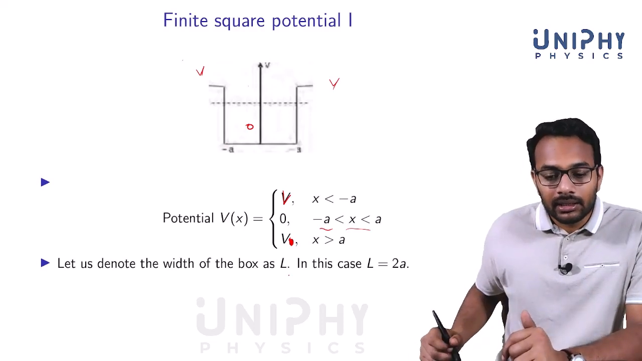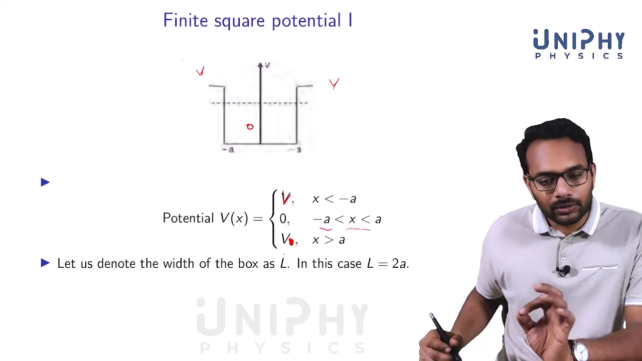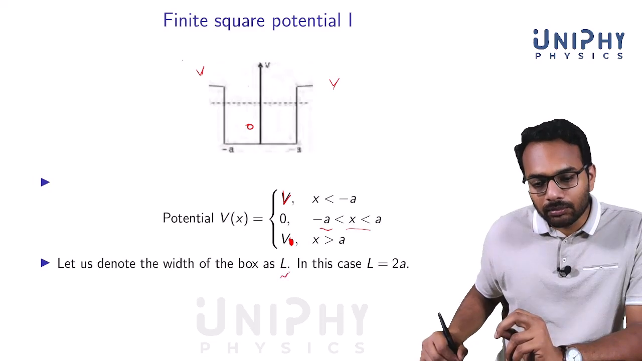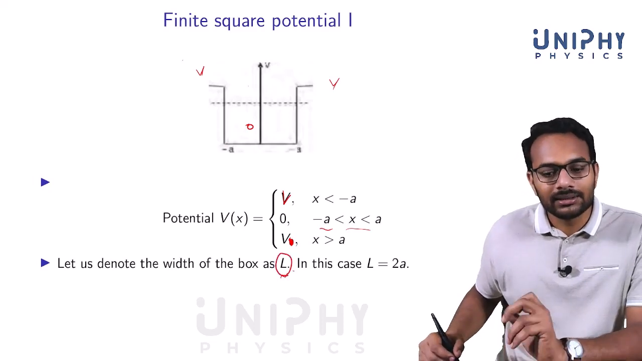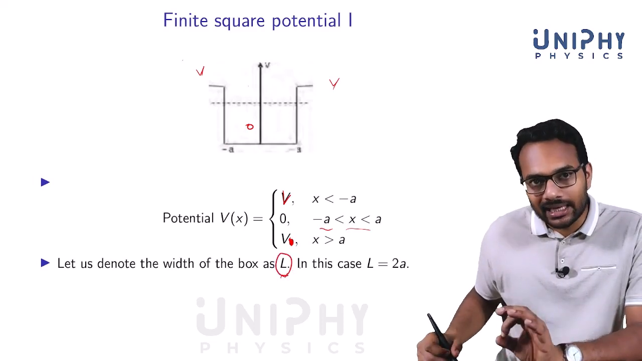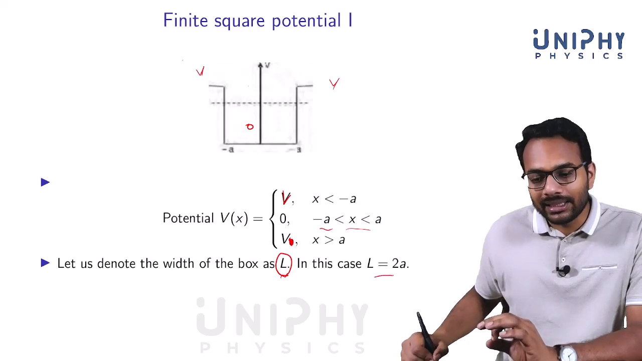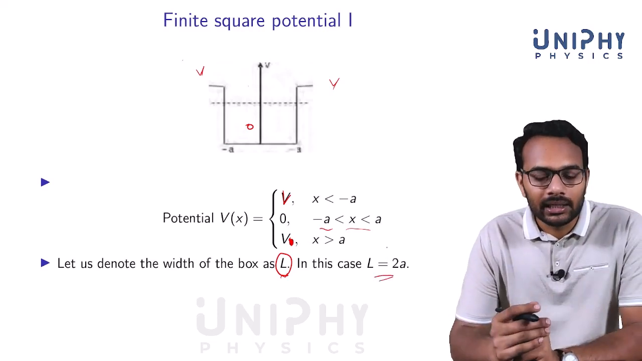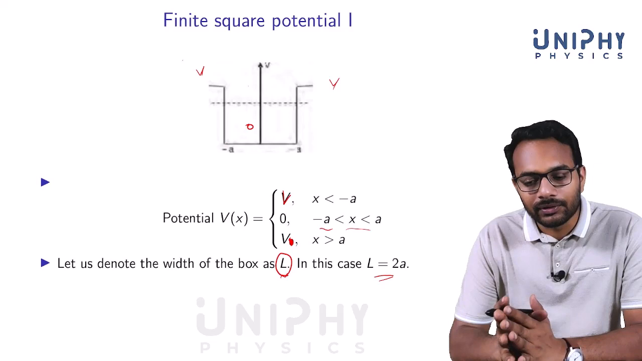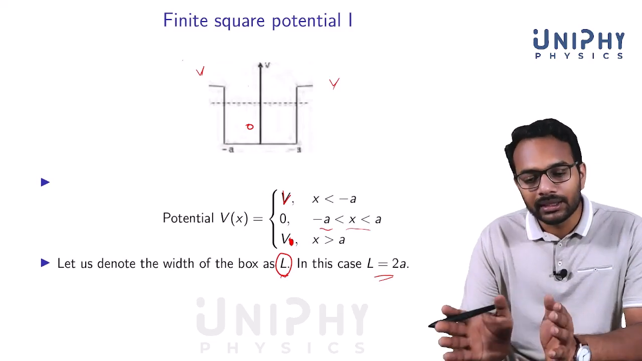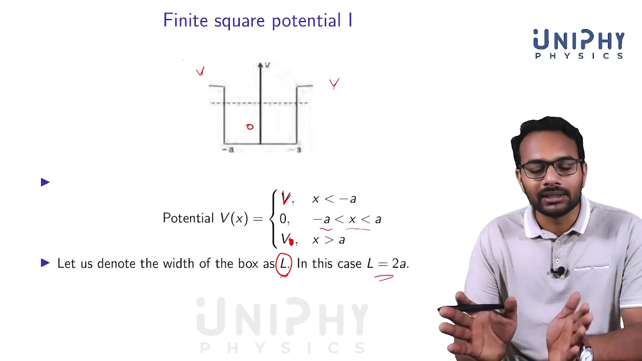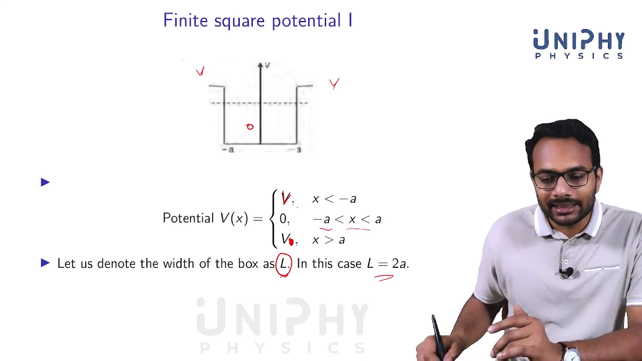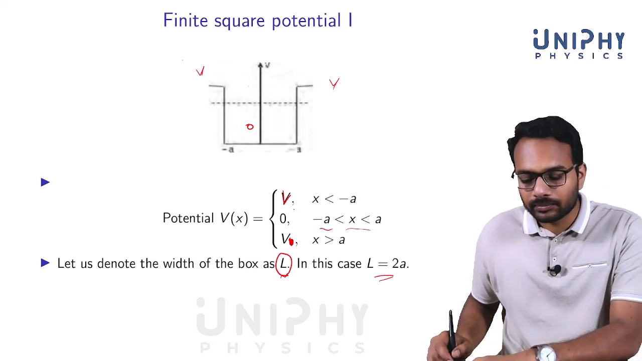Now, just so that we don't confuse, let's denote the width of the box as L. In this case, we see that L is equal to 2a. We'll denote the width of the box with the letter L, and in this case, L is equal to 2a.